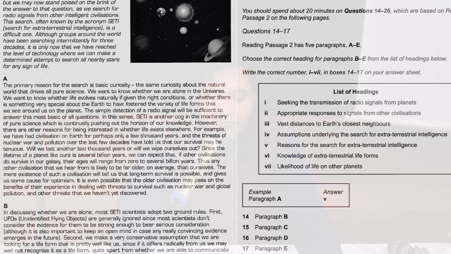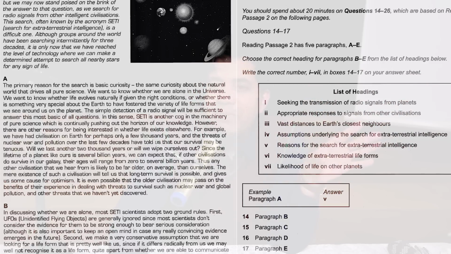Heading number 3, vast distances to Earth's closest neighbor. If you remember, there was a paragraph with numbers like 10,000 million and so on. Okay, heading number 4, assumptions underlying the search for extraterrestrial intelligence. They said 2 ground rules. If you remember, in one paragraph they said there are 2 ground rules.